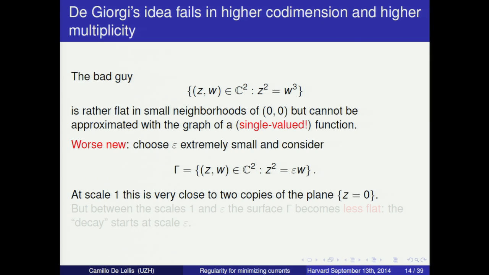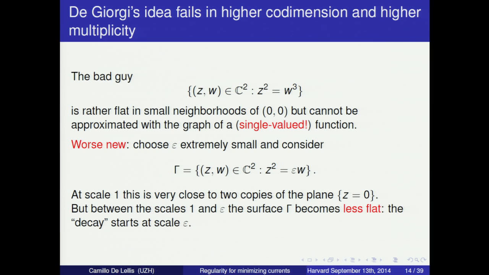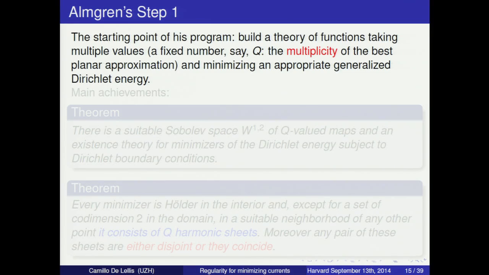So you cannot hope for any excess decay in higher codimension as soon as you have multiplicity higher than 1. So in this sense, Allard's theorem is optimal, even in higher codimension. So how are you going to deal with this? Because essentially what we are saying is that there is no epsilon regularity theory that you could hope for. So, OK, this actually gives you step 1 of Almgren's program.